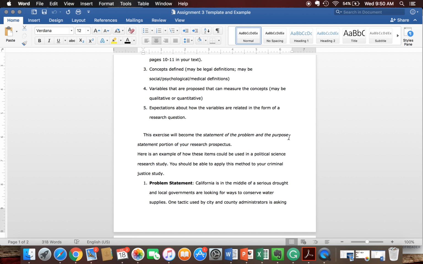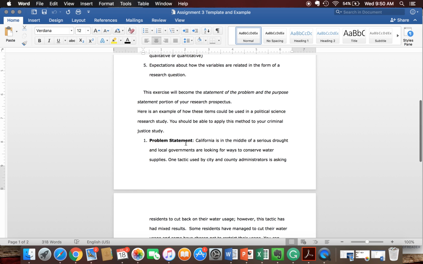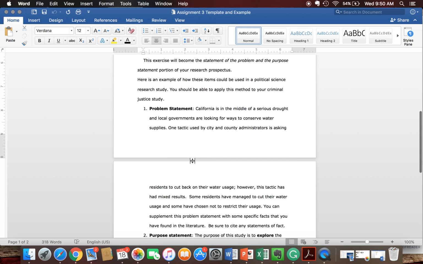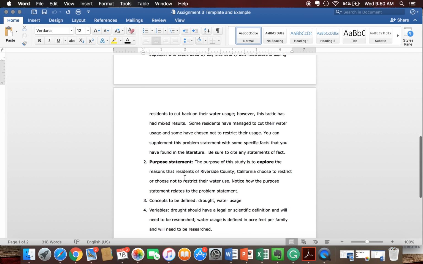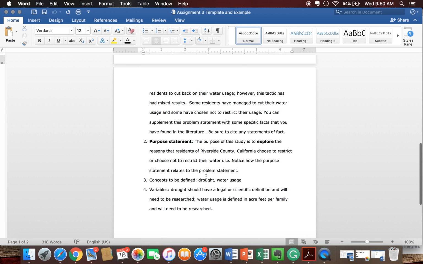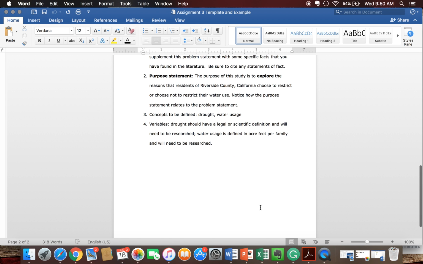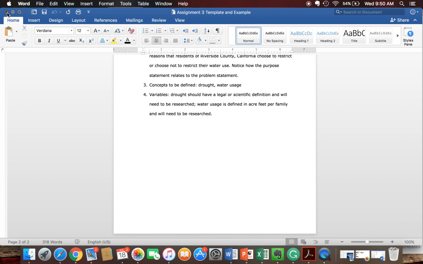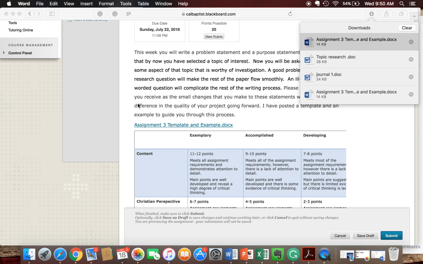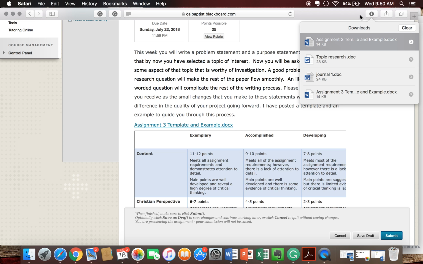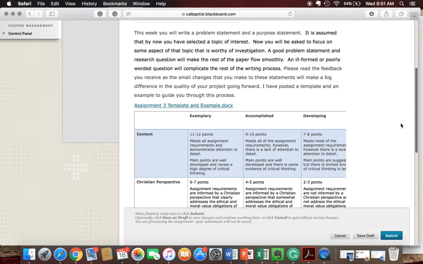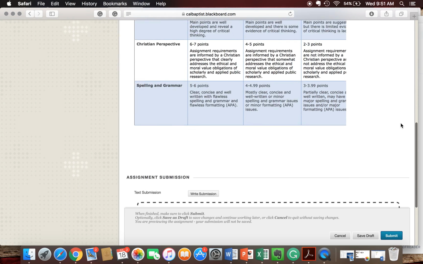of the research prospectus. And then you can read through where I have given you an example with a problem statement and a purpose statement. We have the concepts that we need to define and the variables that we will look at. So I hope that helps you to look through and gives you an example. There is also the rubric that's associated with it for the grading of this.